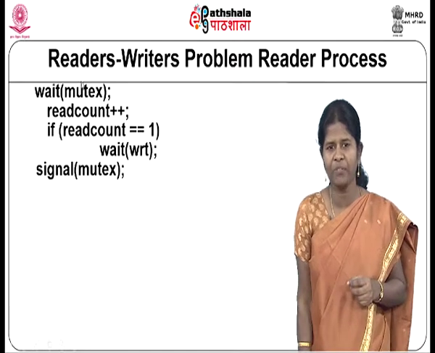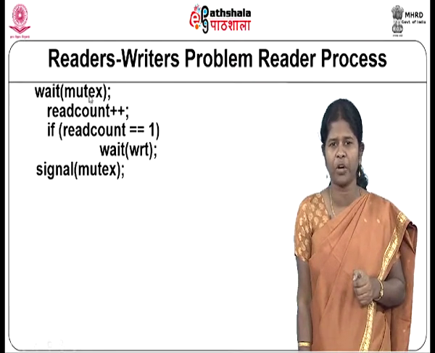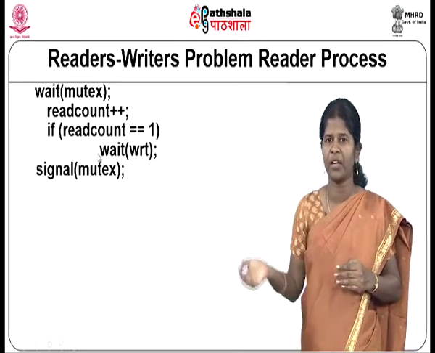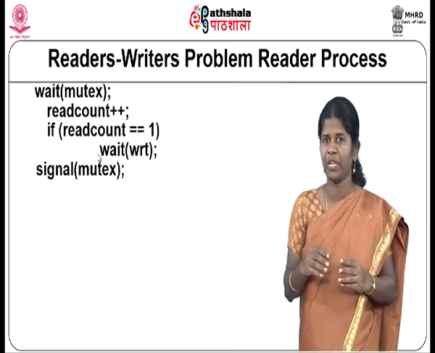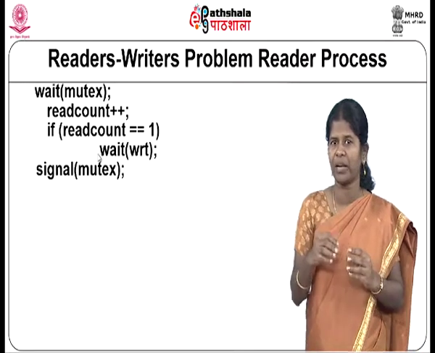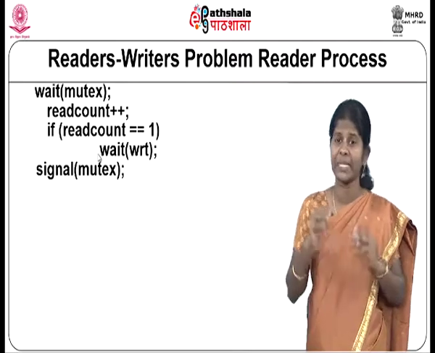Basically, you have the semaphore mutex because read count is a variable which is accessed by many reader processes. The same variable is accessed by many reader processes, but you do not want many of them to access the read count variable at the same time.